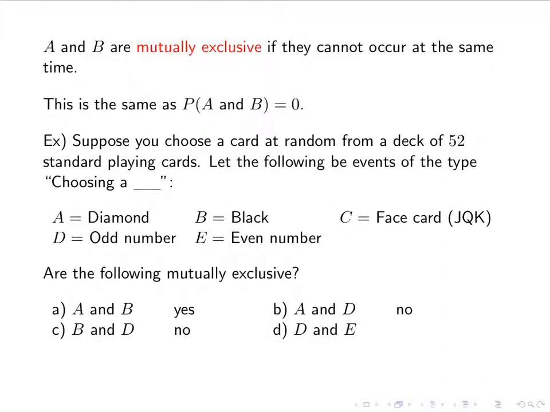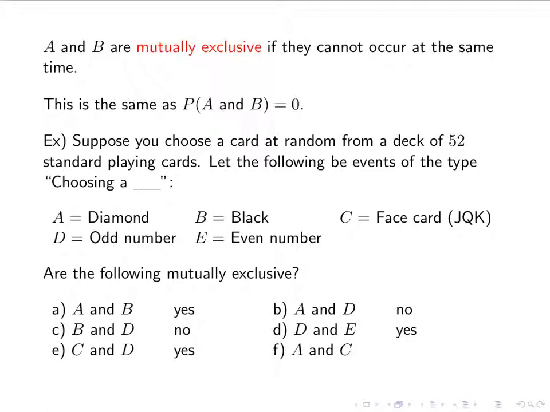D and E. Can I pick a card that is both an odd number and an even number? Hopefully that's clearly a no. A number cannot be both odd and even, which means that yes, it is mutually exclusive. C and D. Can I pull a card that is both a face card and an odd number? No, because a face card doesn't have a value, so it can neither be even nor odd because it's not a number. Since it cannot occur at the same time, they are mutually exclusive.